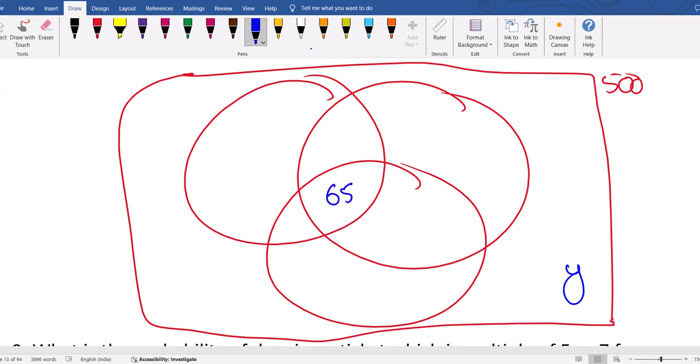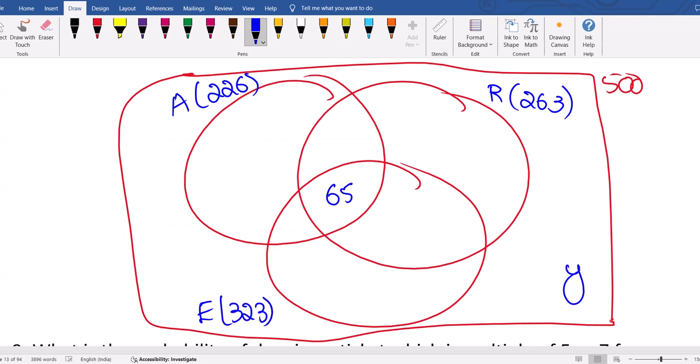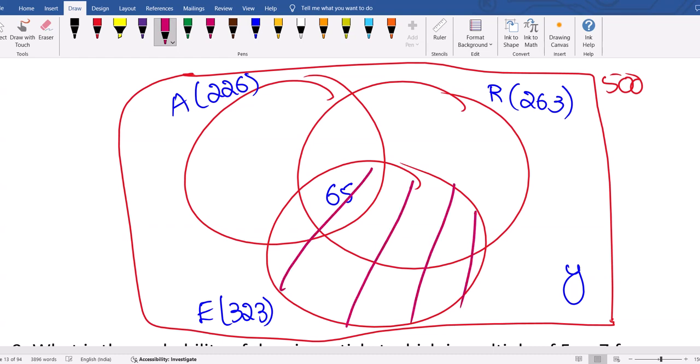65. Aptitude how much, overall outside? 226. Reasoning, 263. English is 323. Okay. Now see, we have to add all this together to 500. Listen, this circle I don't want to count. This is already the circle value, how much? But this 94 you know, right?